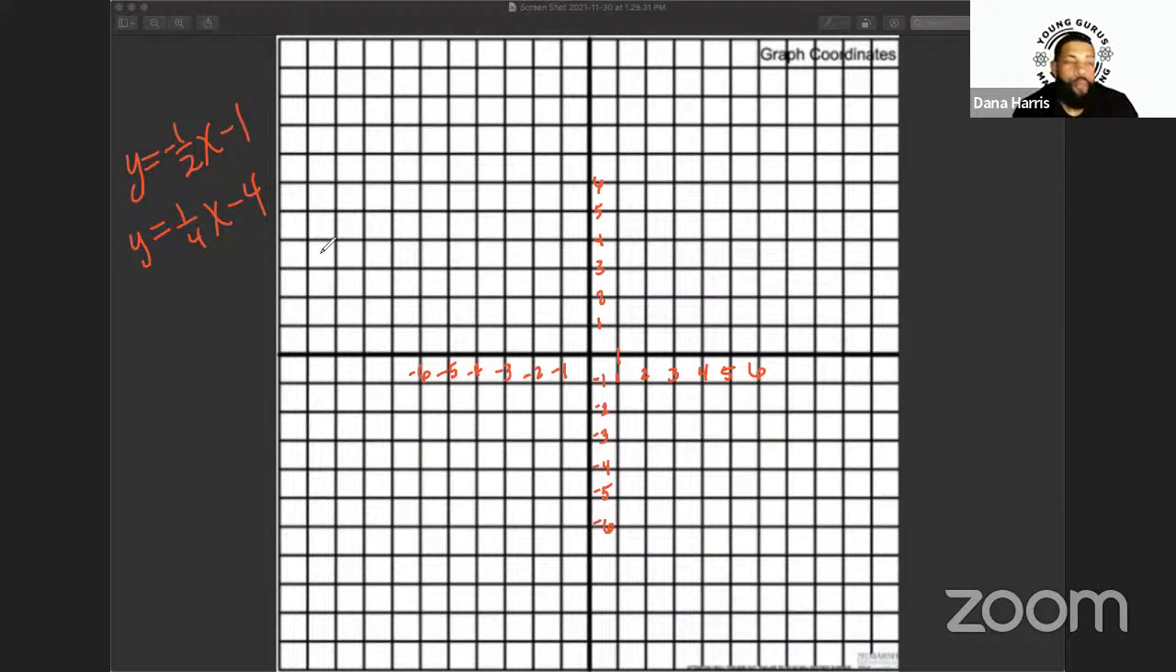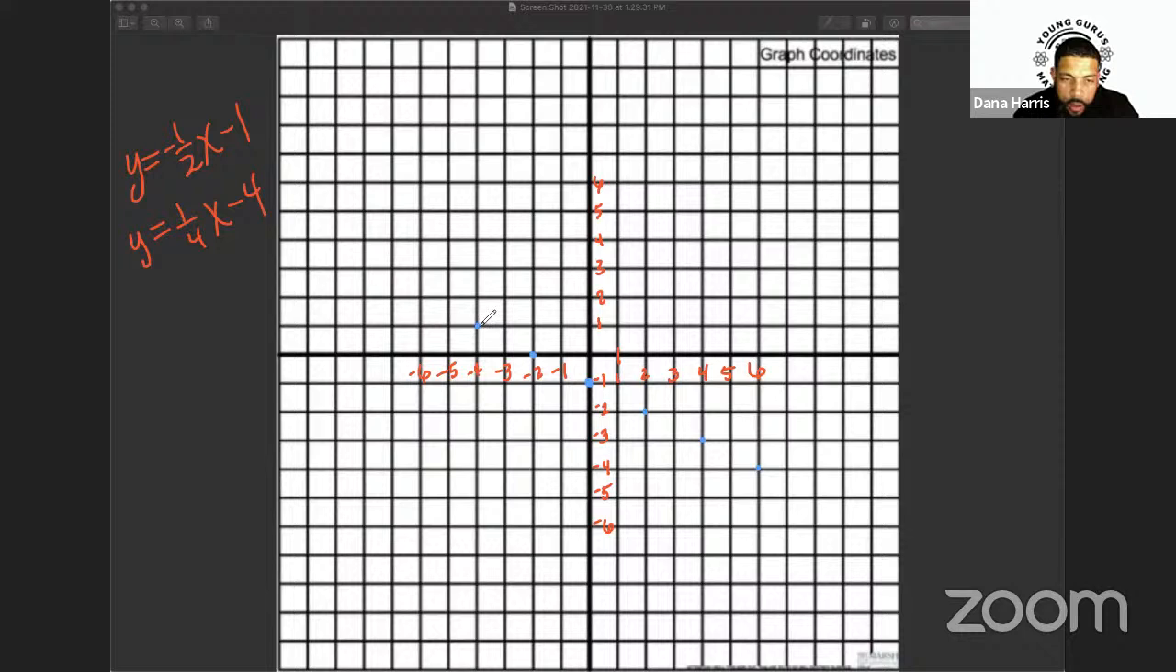All right, so now same thing, we're going to graph. I'm going to do these ones in a different color. -1/2 x minus 1. The y-intercept is -1. And then the slope is -1/2. So we're going to go down 1 to the right 2. Down 1 to the right 2. Down 1 to the right 2. We go in the opposite direction, up 1 and to the left 2.